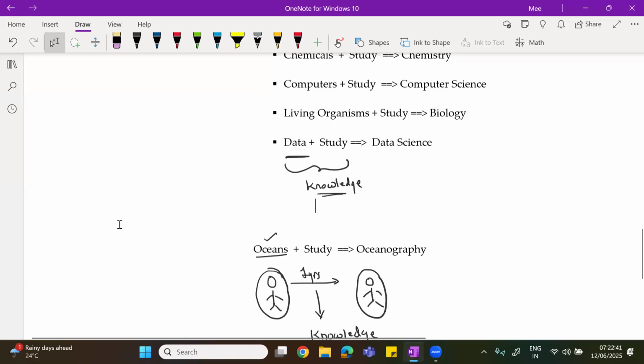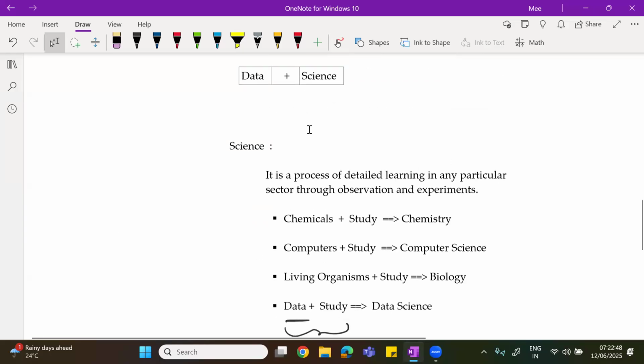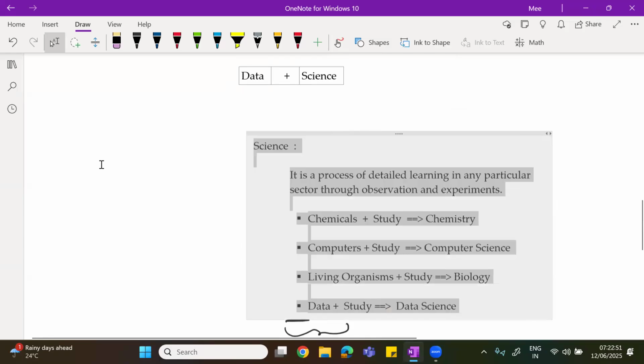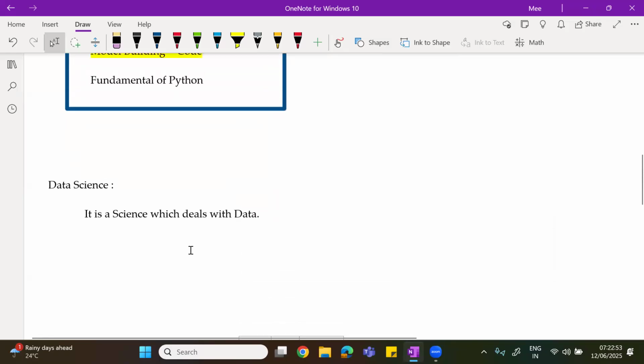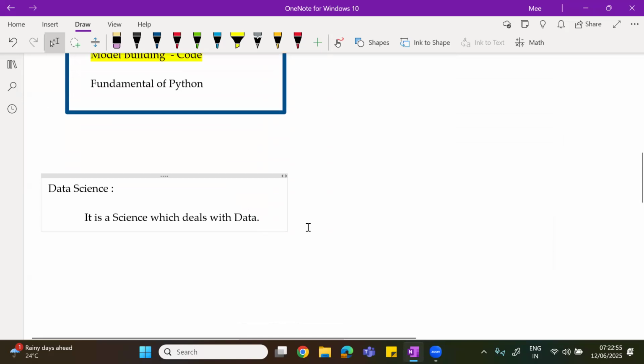So how will you define this? We can say that data science, another definition I'm giving so that you can use it. Now you can't say this is a 100% professional definition, but if you want to give one quickly, you can go with it: a science which deals with data. Our next one is, it is a technique of extracting knowledge from data.